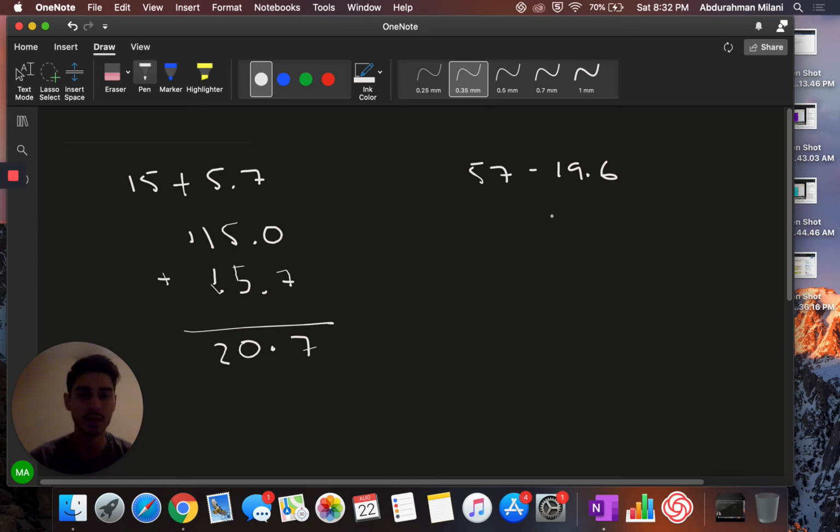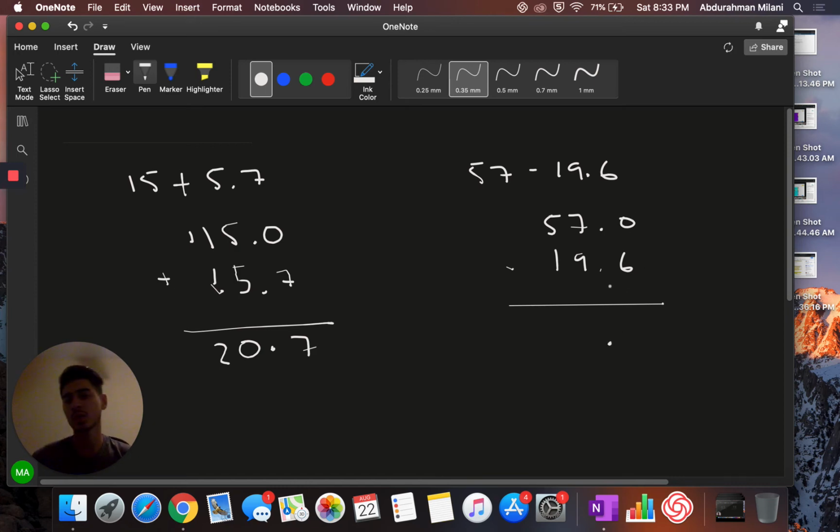The second one, we're going to go ahead and rewrite that. 57 minus 19.6. So same thing. We're going to go ahead and start with that decimal and the 0. And then we're going to go ahead and line up the decimal right here.